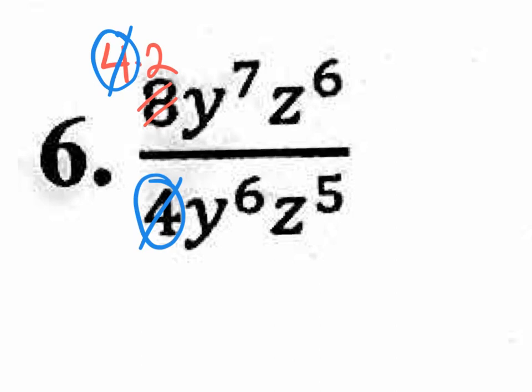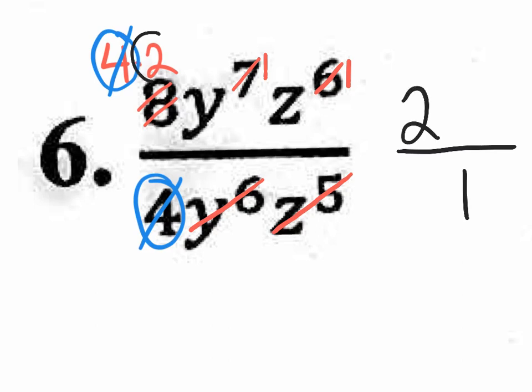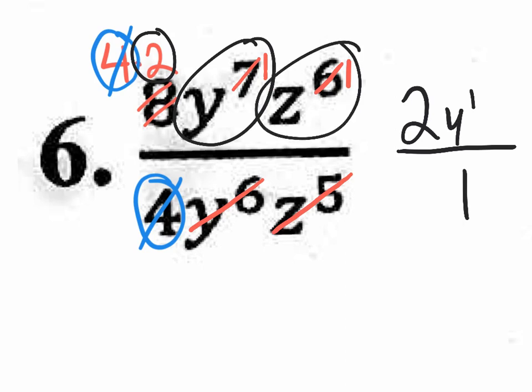And now we move on to the y's. Well, there's 7 y's up on top, 6 y's on the bottom. All 6 y's cancel out with 6 of these 7, which means I have 1 left over up on top. And there's 5 z's on the bottom and 6 z's up on top. All 5 z's cancel out with 5 of those z's, so I have 1 left over up on top. So our final answer, I could put it over 1 because there's nothing left on the bottom, but our final answer is a coefficient 2, because that's what we have left over, and then y to the 1, and then z to the 1, z to the 1.